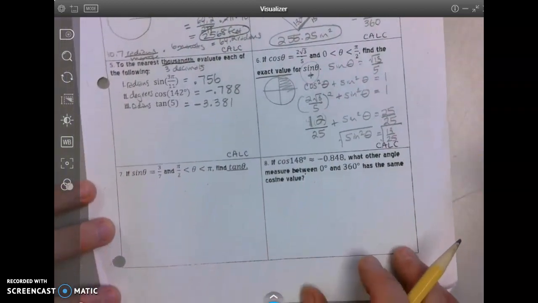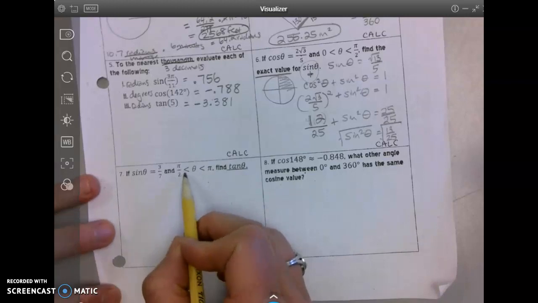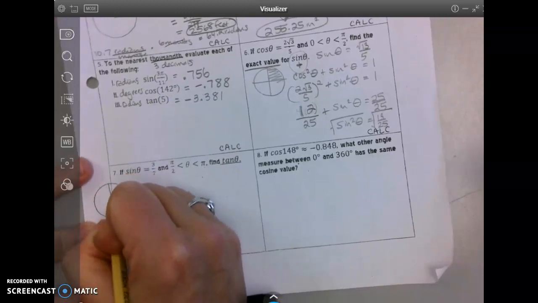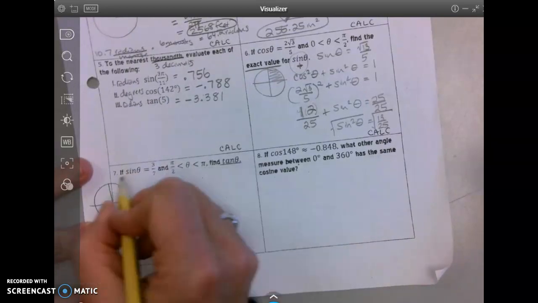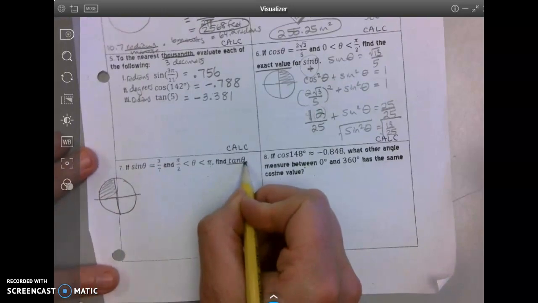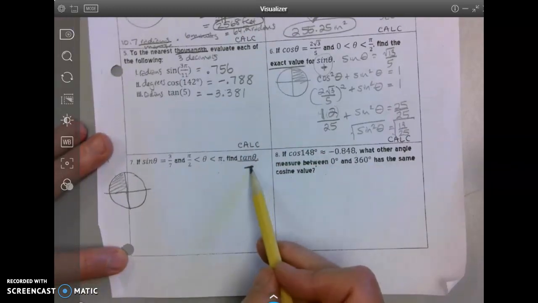Number 7. I'll give you the sine of theta, and I tell you that it's in quadrant 2, because pi over 2 to pi is this quadrant here, and I ask you to find the tangent. In quadrant 2, the tangent is negative. So whatever answer I put for number 7, it needs to be negative.